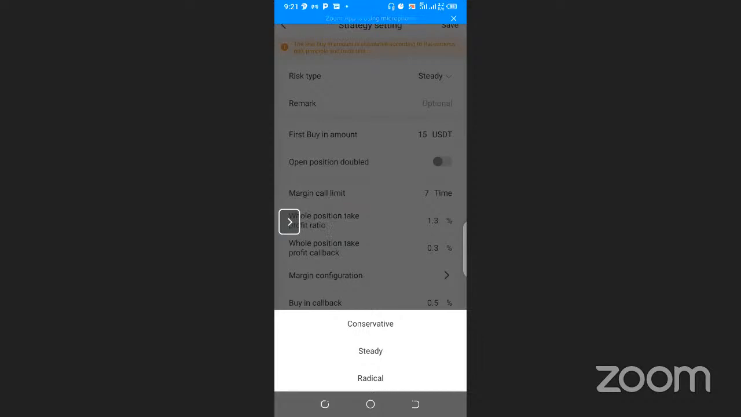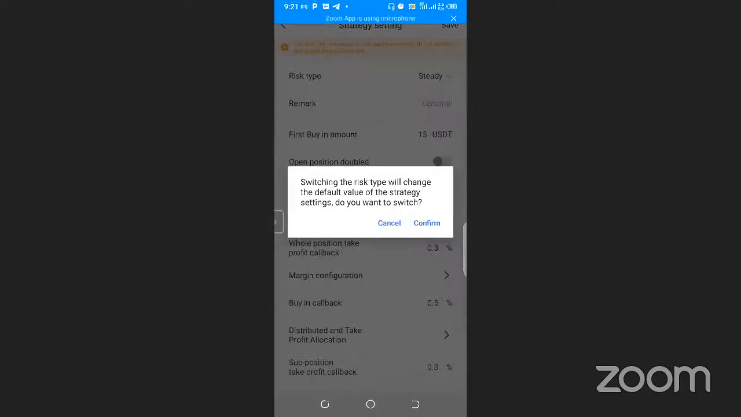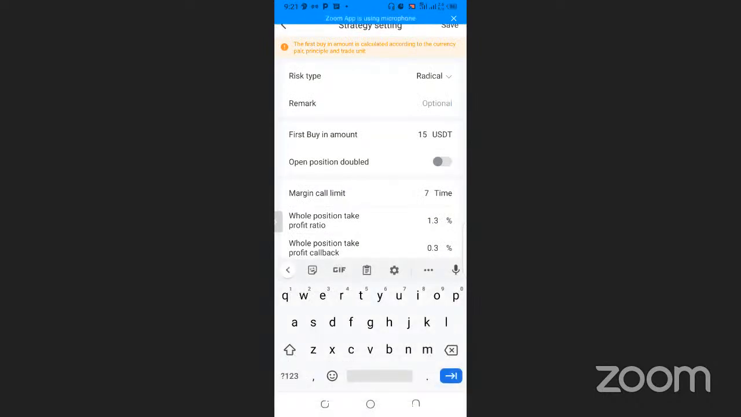conservative, steady, and radical. We are trading day to day. That is radical. Just like you go to the market, you buy crayfish, you sell. You go to the market, you buy onions, you sell. You go to the market, you buy watermelon, you sell. Just like that. That is what we call day to day radical trading. You click on radical trading. We ask you to confirm. You confirm. You have an option, remark, and our remark is: my new strategy setting.